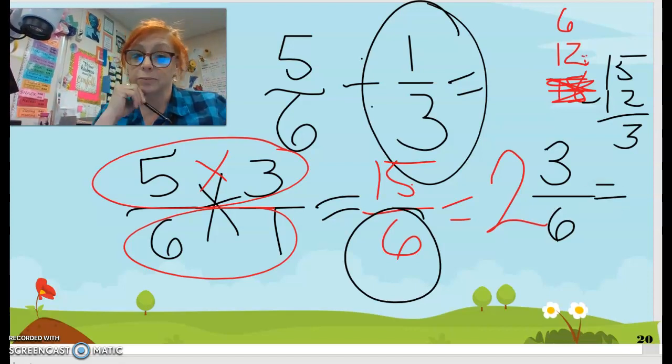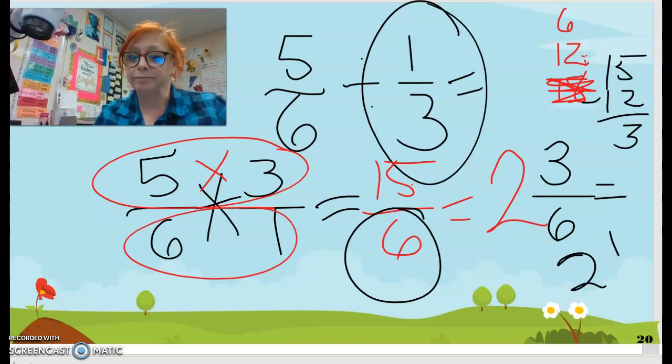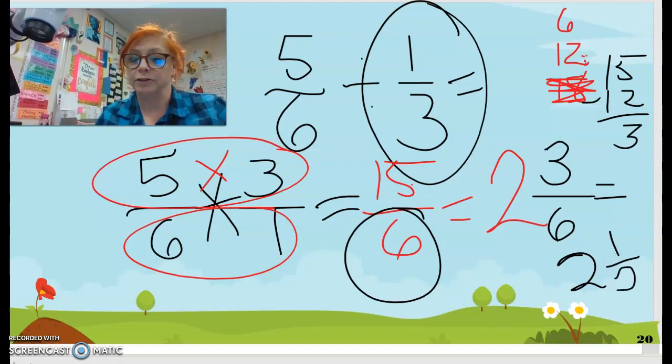But this is not in simplest form. Do you know on a test what the answer would be instead of 2 3/6? It'd be 2 1/2. Because I can divide both of these by 3, and I would get this answer.